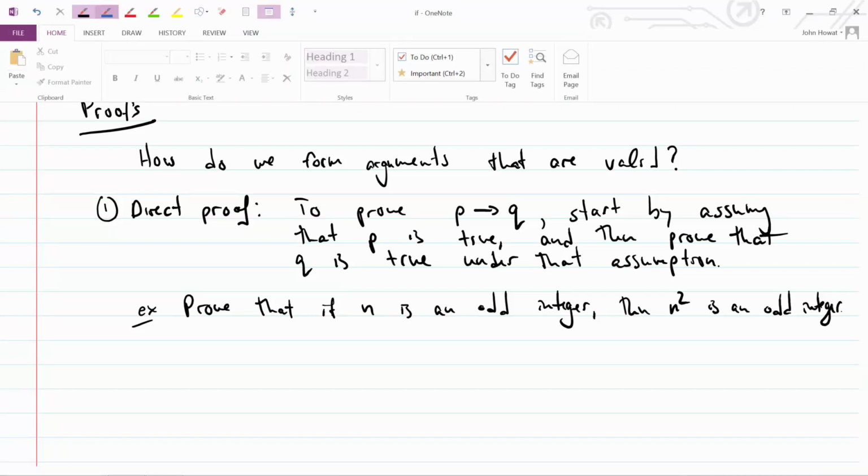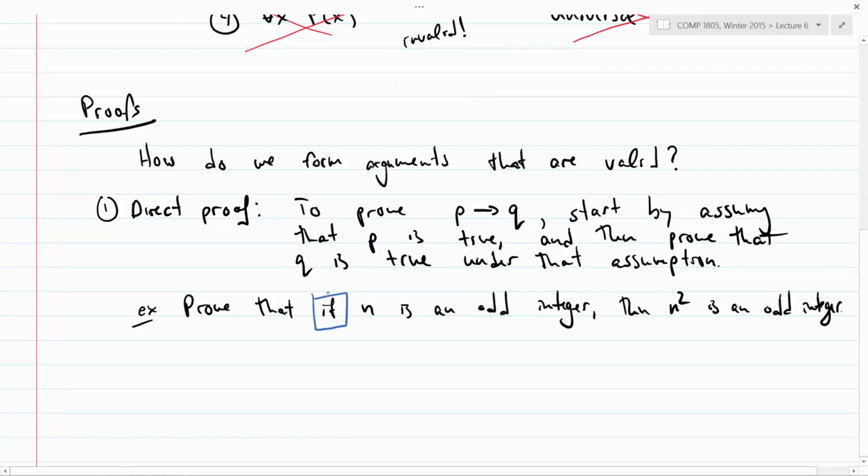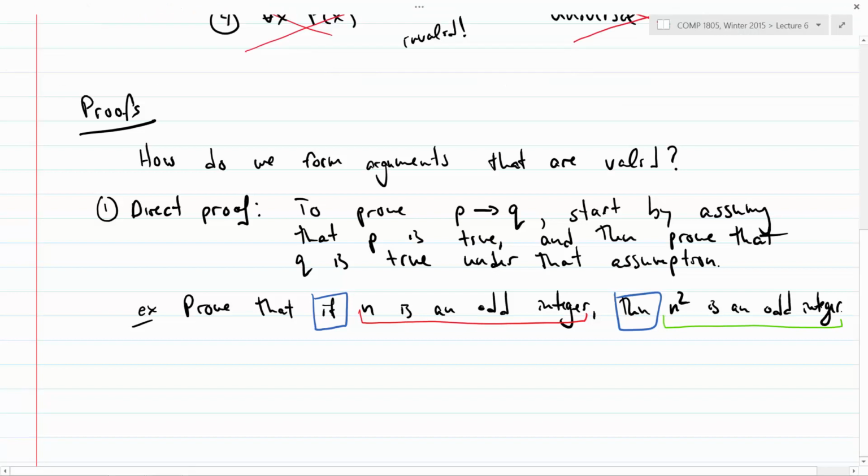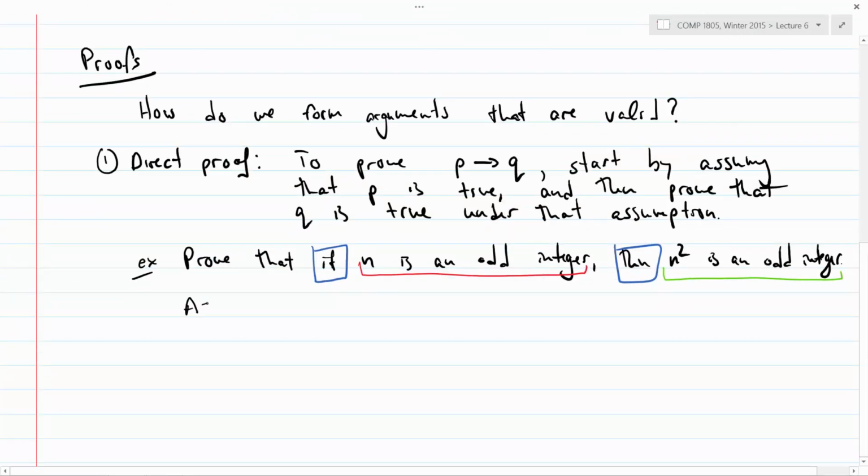Notice that it's an implication because it's if, then. That's how I know it's an implication. The thing on the left of the implication is this, and the thing on the right of the implication is this. So what I do is I assume the thing on the left. Okay, so I assume that n is an odd integer. That's the assumption that I make.